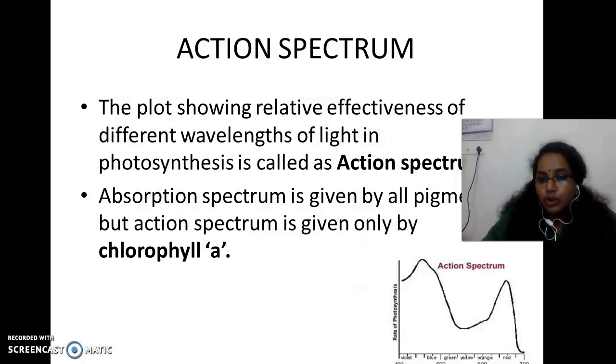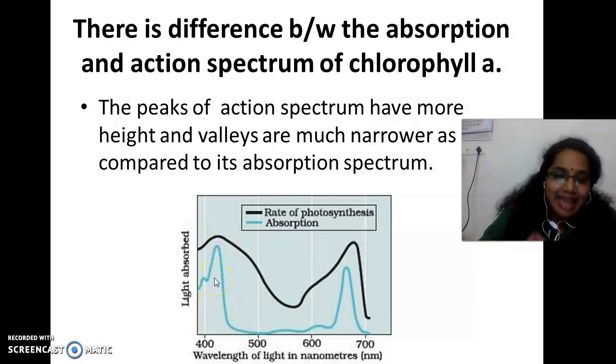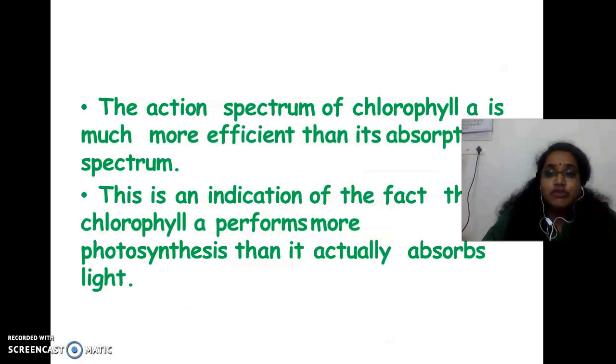The action spectrum of the chlorophyll A molecule is shown in this figure. Okay, so there is a similarity between the absorption spectrum and action spectrum of chlorophyll A. The peak shows that where the light is more absorbed, in that region the action, that is the reaction, is also more. The peak of the action spectrum has more height, and the values are much lower and narrower compared to the absorption spectrum. Okay.